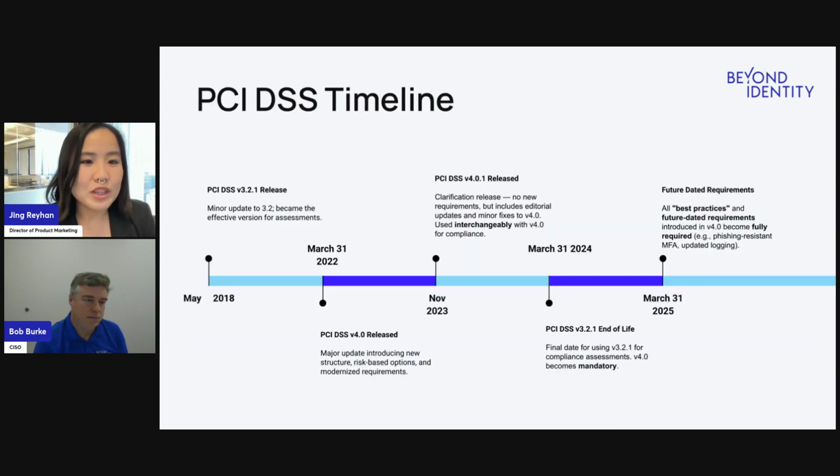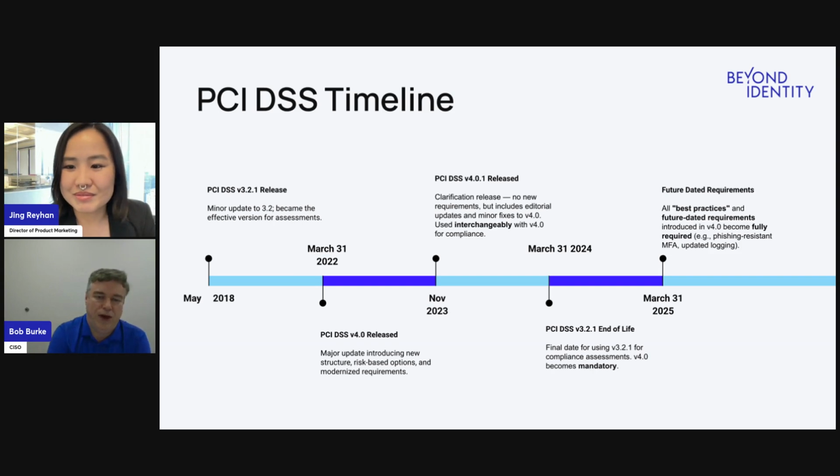So with PCI DSS, revision 4 indicates that there was revision 2, 1, 3, whatever it is. Can you walk us through the timeline and how we got here, Bob? Sure. So as is typical for a lot of people on the call who work with standards, these things evolve over time, and they take quite a bit of time. So version 3.2.1 was a minor update in May 2018, and that was active all the way until March 31st, 2024. That's when they end of life version 3.2.1.